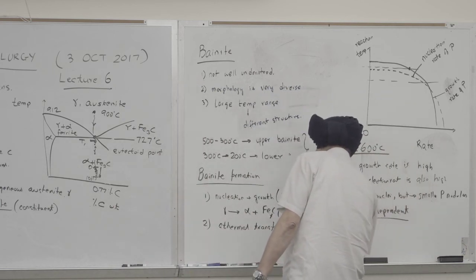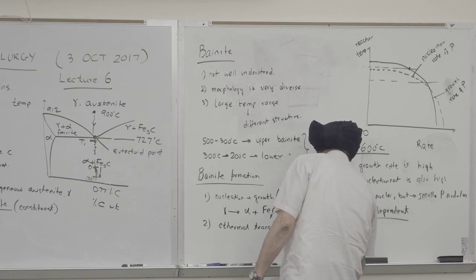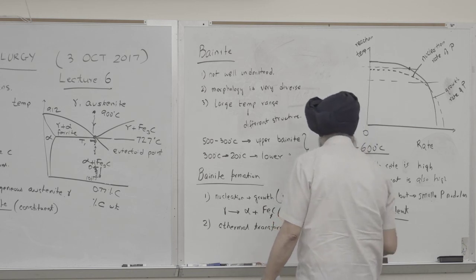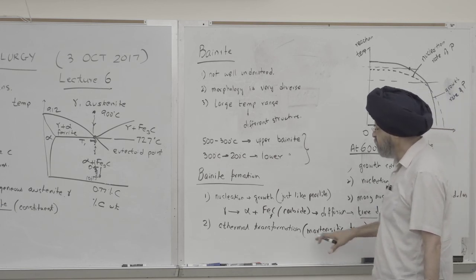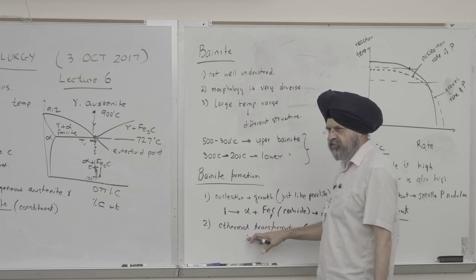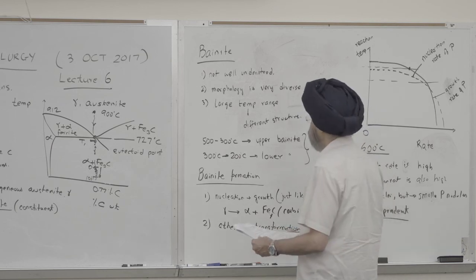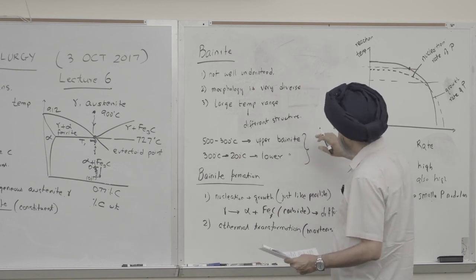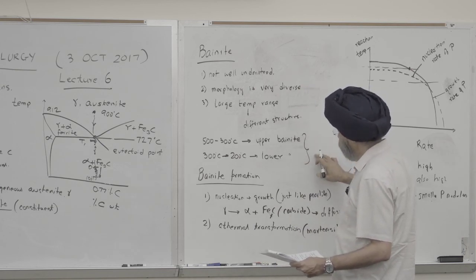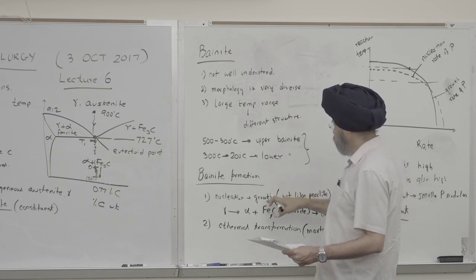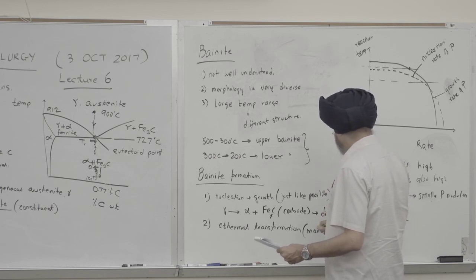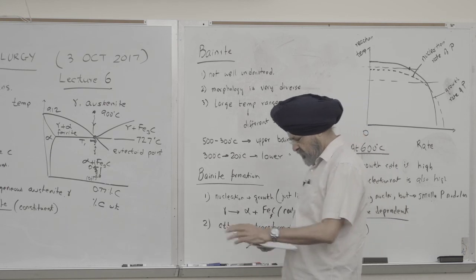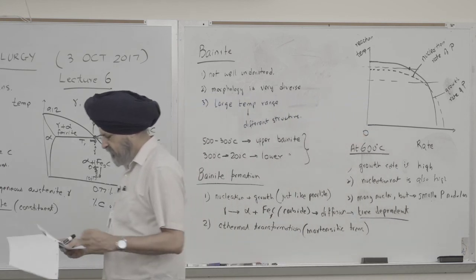Now this transformation is also called martensitic transformation. And we'll study martensitic transformation later, but for the moment assume that it's athermal, meaning it only depends on temperature, not on time. So notice that we have upper bainite and lower bainite, and we can have bainite which is dependent on diffusion, time dependent. It can also be time independent. So it's kind of complicated.